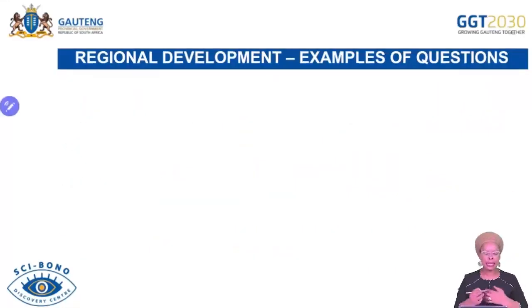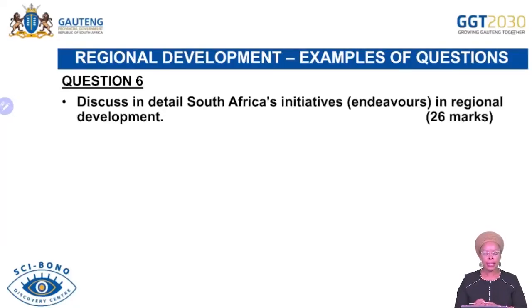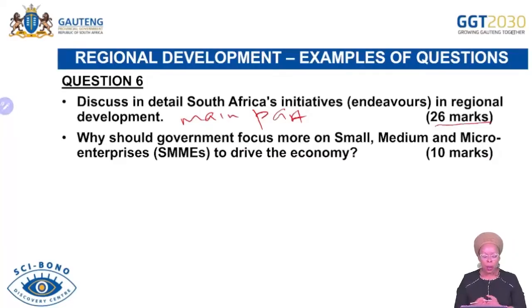The last question that I want to quickly take you through is an essay type question. Discuss in detail South Africa's initiatives or endeavors in regional development for 26 marks. This we call the main part of an essay. The next part of the essay: why should government focus more on small, medium, and micro enterprises to drive the economy? This we call the additional part of an essay.